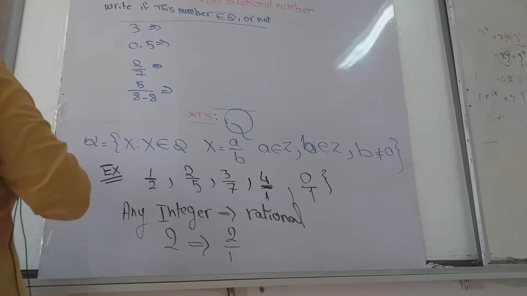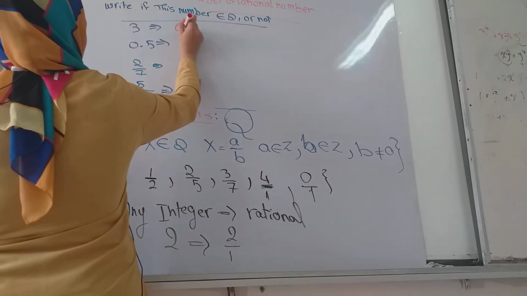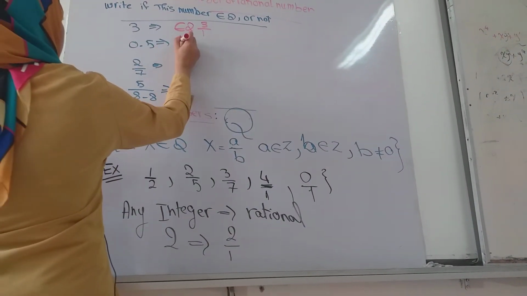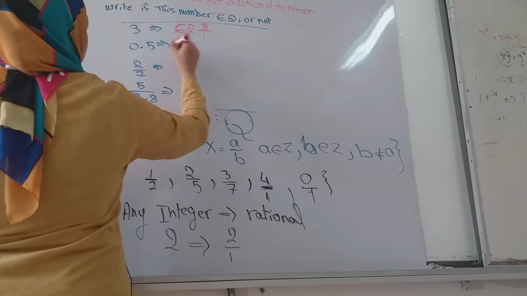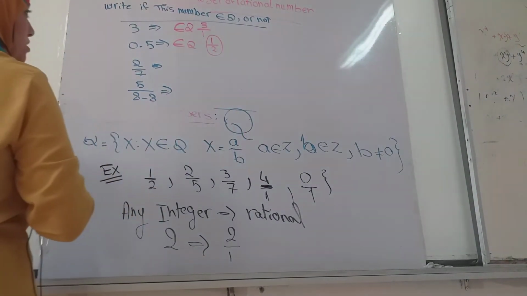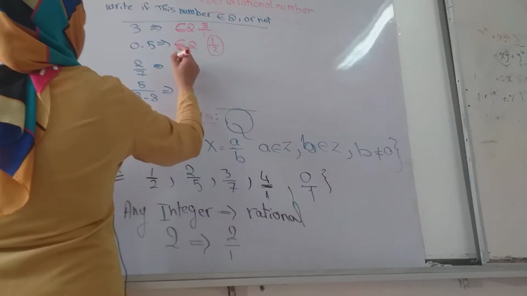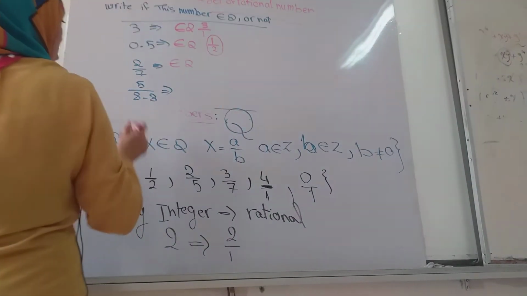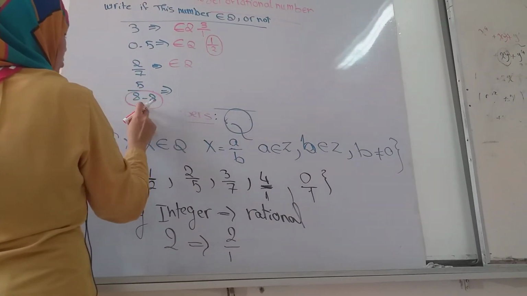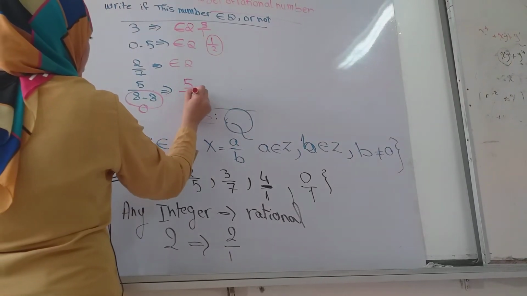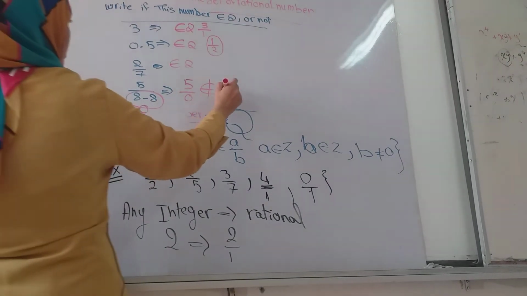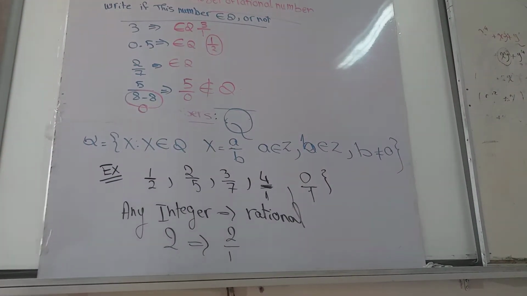3 is a rational number. Yes, it belongs to Q. Why? Because it can be written as 3 over 1. 0.5 belongs to Q. Yes. Why? Because 0.5 is a half, it can be written as a rational number. 2 over 7 belongs to Q, yes, because it's a rational number, a over b. 5 over 8 minus 8, we can do the operation first. 8 minus 8 equals 0. 5 over 0, no, it does not belong to Q. Why? Because the denominator is 0, so it can't belong to Q.